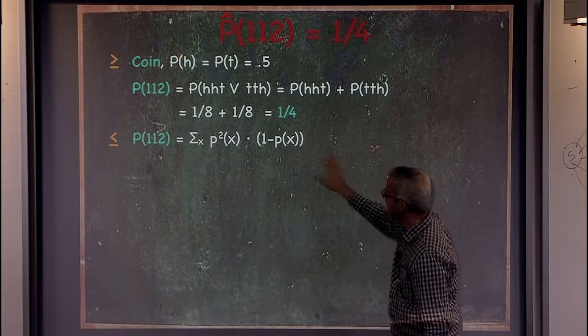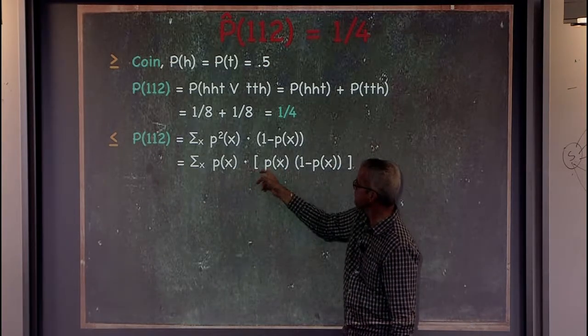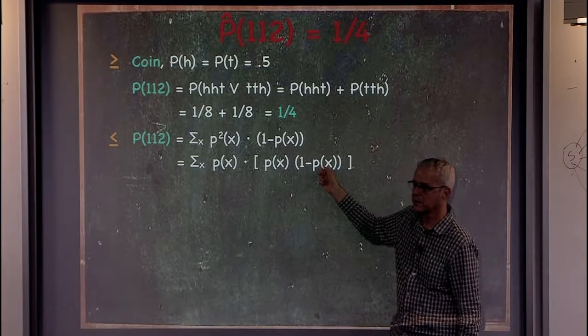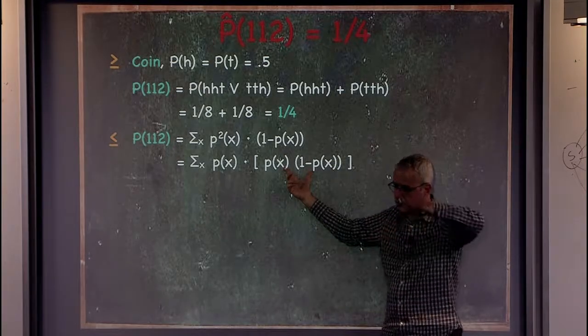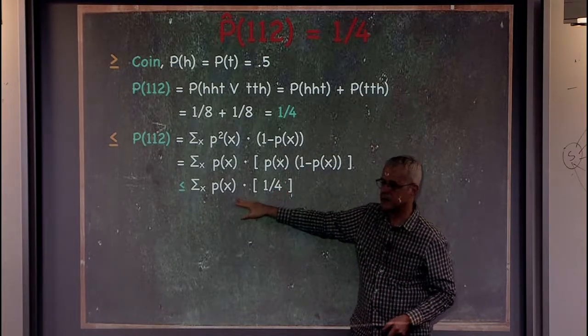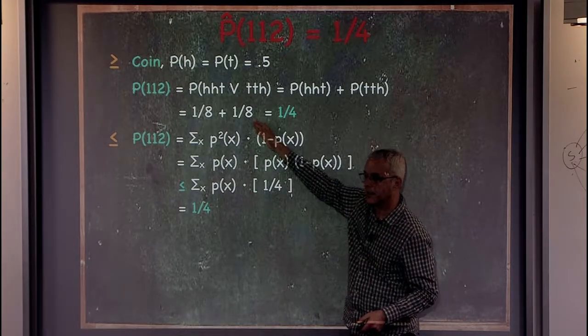Okay? So once you look at it for a little bit, you can see that you can shuffle things a little bit and write p of x and then p of x times 1 minus p of x. When you have this, it's at most a quarter. P times 1 minus p is at most a quarter. So it's summation p of x times a quarter, so it's at most a quarter. So you cannot get any higher.